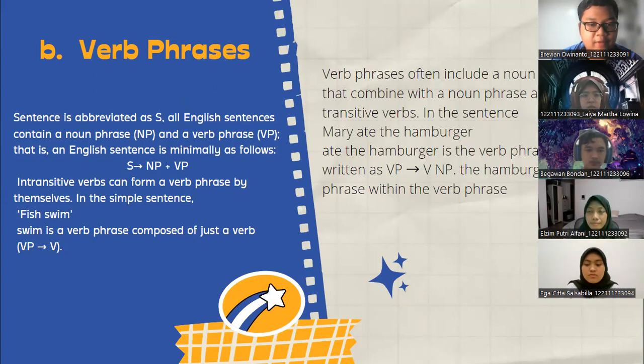Intransitive verbs can form a verb phrase by themselves. In a simple sentence, "Fish swim," swim is a verb phrase composed of just a verb: VP → V.